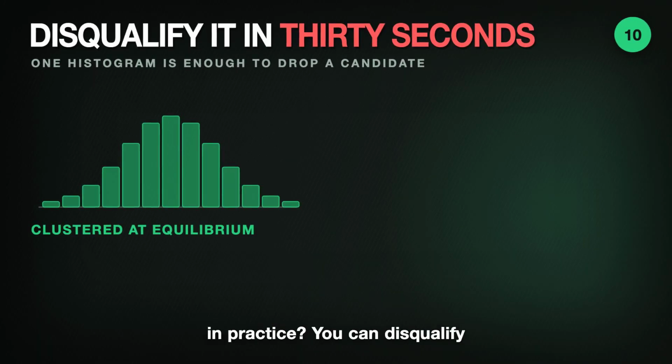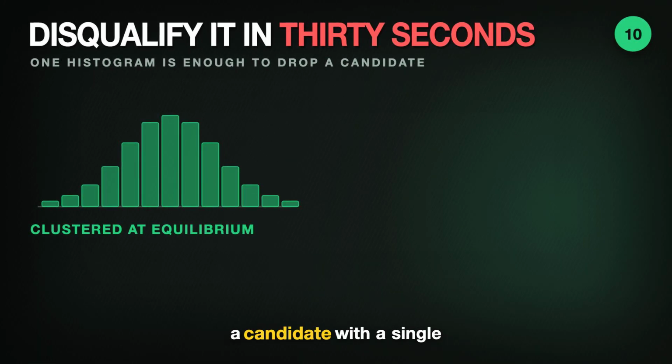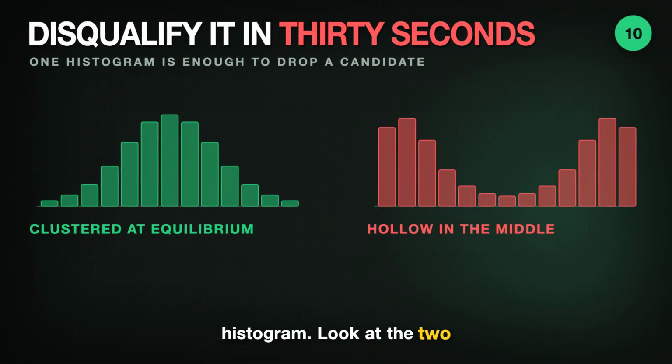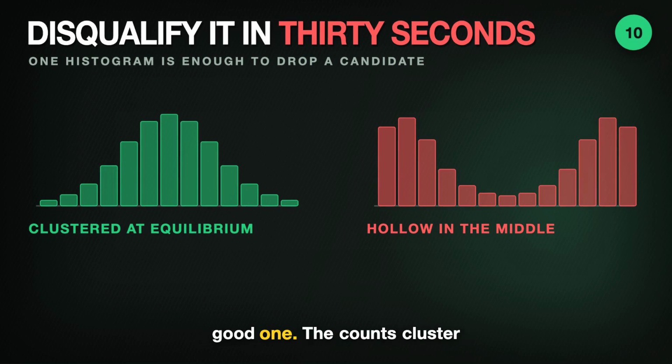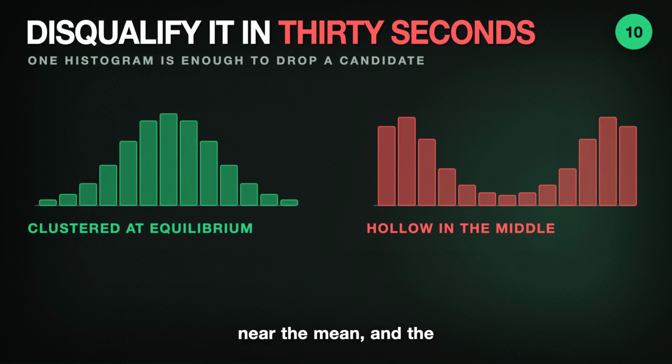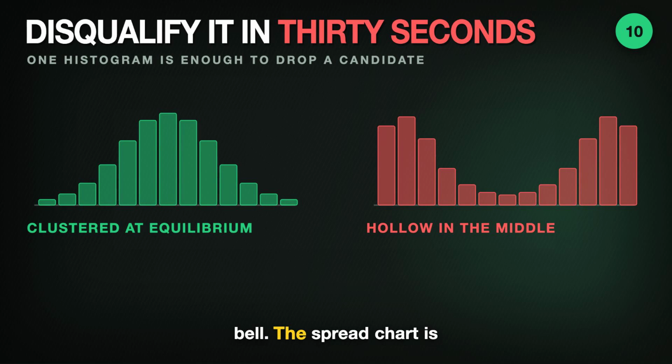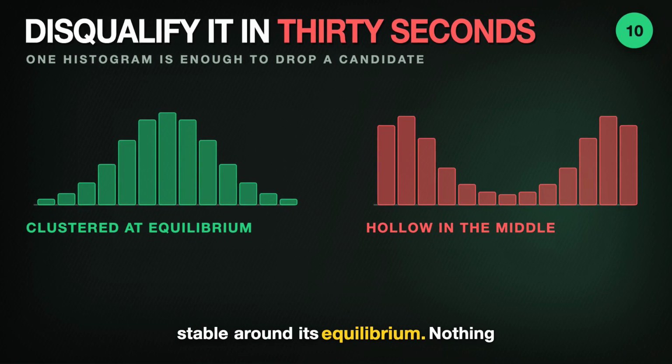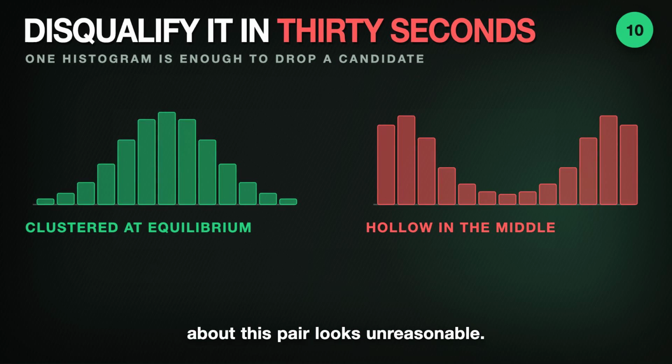How do you use this in practice? You can disqualify a candidate with a single histogram. Look at the 2 examples from the original. The good one. The counts cluster near the mean, and the shape is close to a bell. The spread chart is stable around its equilibrium. Nothing about this pair looks unreasonable.